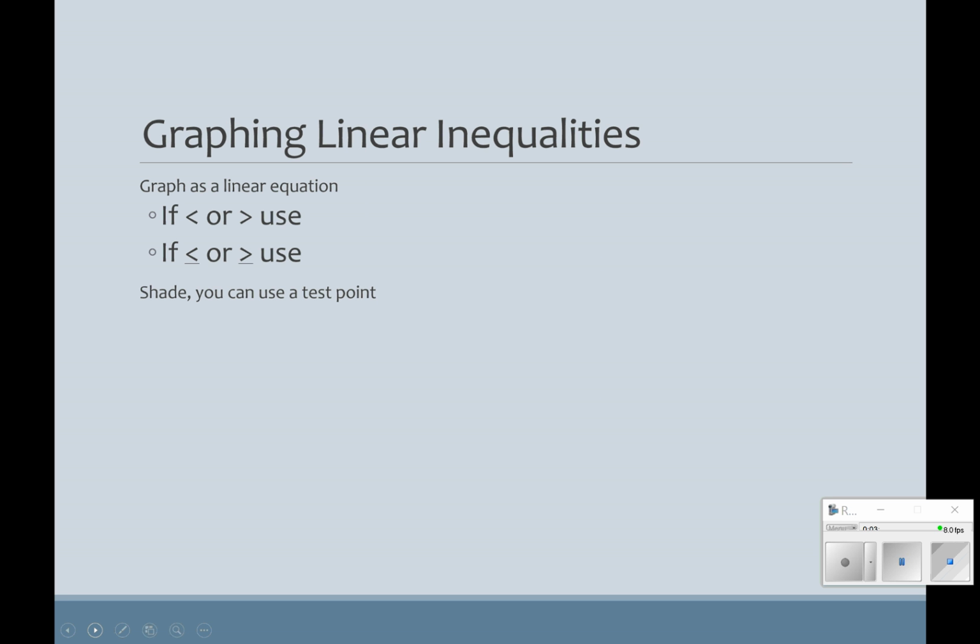So what does graphing a linear inequality look like? We're going to graph it just like we would a linear equation. If it's greater than or less than, the difference is we're going to use a dotted line. And that means that nothing on that line is part of the solution. So it's everything really close to that line on the shaded side, but not part of that line. If it's greater than or equal to, or less than or equal to, we're going to use a solid line. And then we have to shade where all of our different solutions are. I'm going to show you what that looks like. We can use a test point to do so.